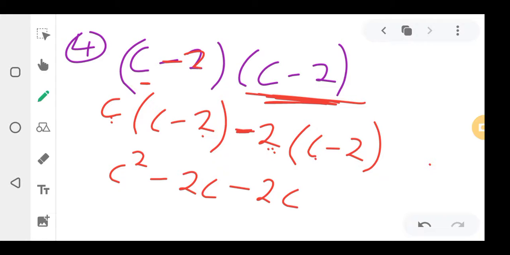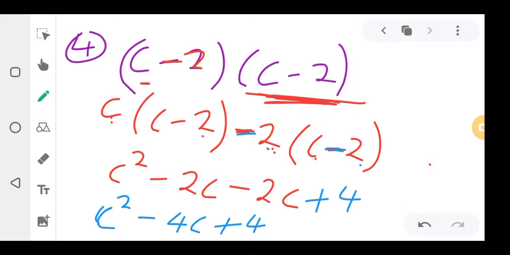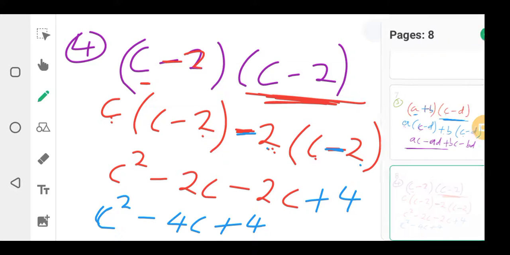This negative times that negative will form a positive here. 2 times 2 is 4. So it will be C squared, negative 2C, negative 2C is negative 4C, plus 4. That's the answer. So it is C squared minus 4C plus 4. That's how we solve.